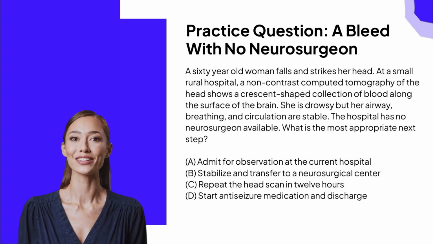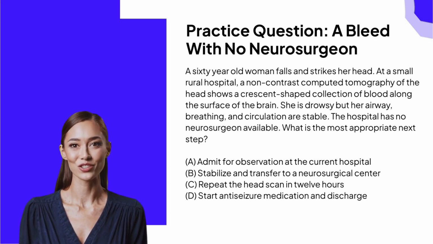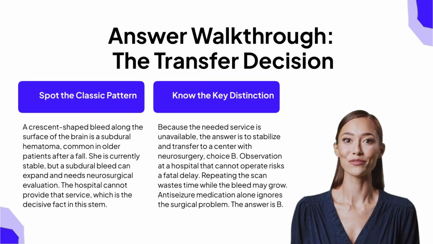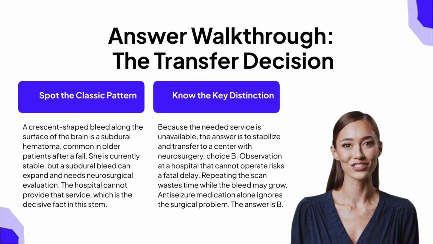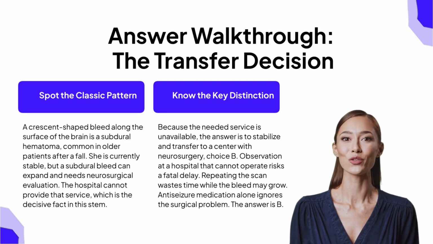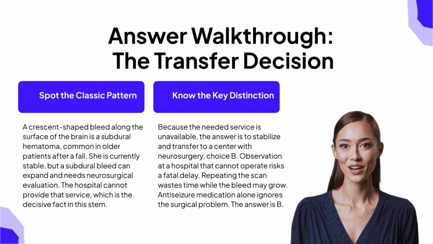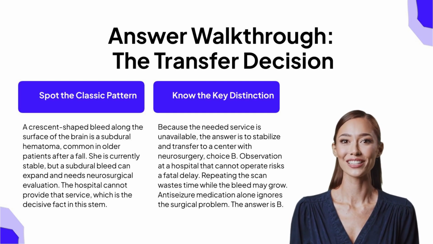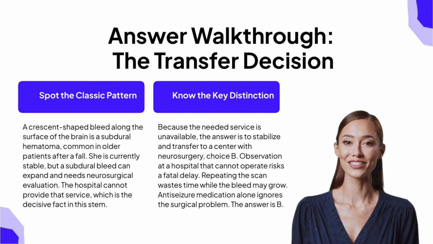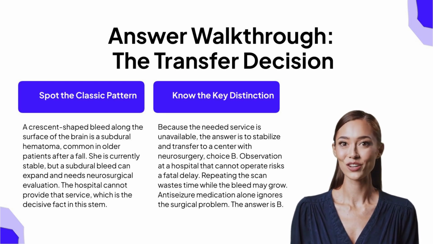As you weigh the choices, notice 2 things. The shape of the bleed and her age tell you what it is, and the missing neurosurgeon tells you what this hospital can and cannot do for her. Let us break down this answer. The crescent-shaped bleed along the surface of the brain in an older patient after a fall is a subdural hematoma. She is stable right now, but a subdural can expand, and either way, it needs a neurosurgeon to evaluate it. The decisive fact in the stem is that this hospital cannot provide neurosurgery, so the answer is to stabilize and transfer to a center with neurosurgery, choice B.